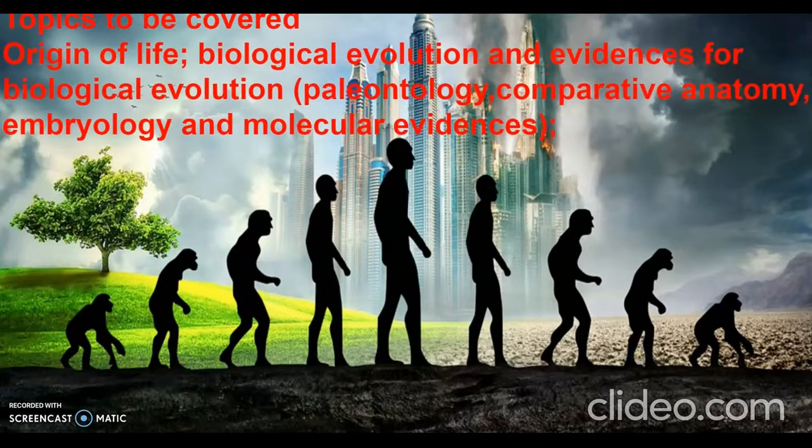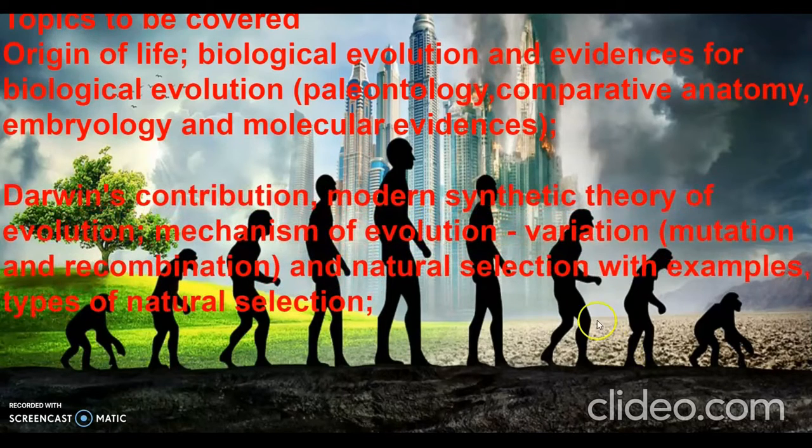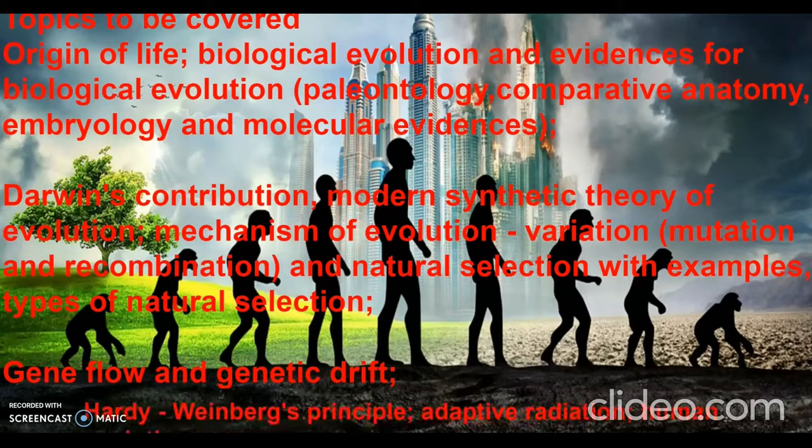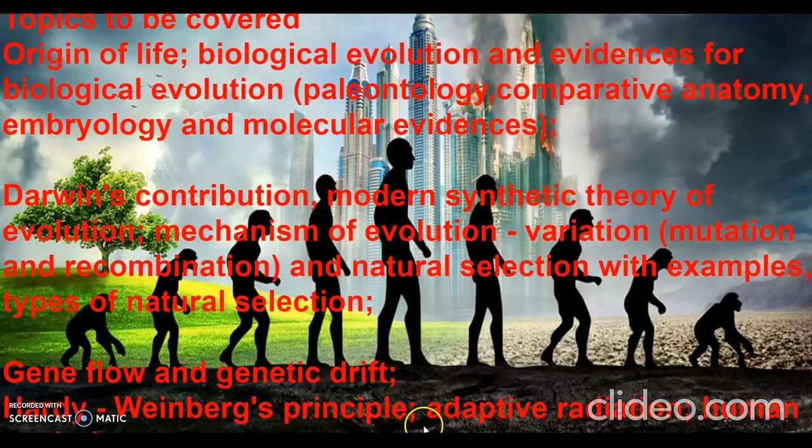Topics to be covered in this chapter are the origin of life, biological evolution and evidences for biological evolution: paleontology, comparative anatomy, embryology and molecular evidences. We'll be studying Darwin's contribution, the modern synthetic theory of evolution, mechanism of evolution, variations and natural selection with examples, gene flow and genetic drift, and we'll also talk about Hardy-Weinberg's principle, adaptive radiation and human evolution.